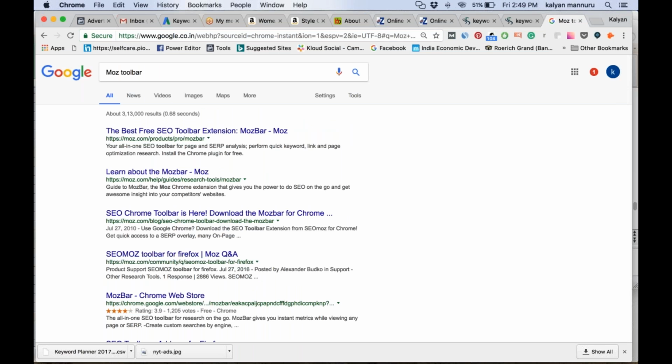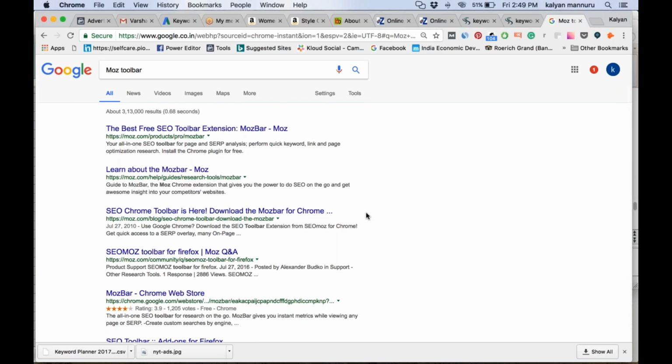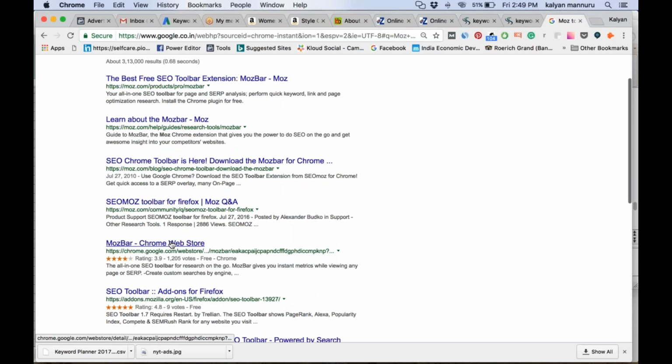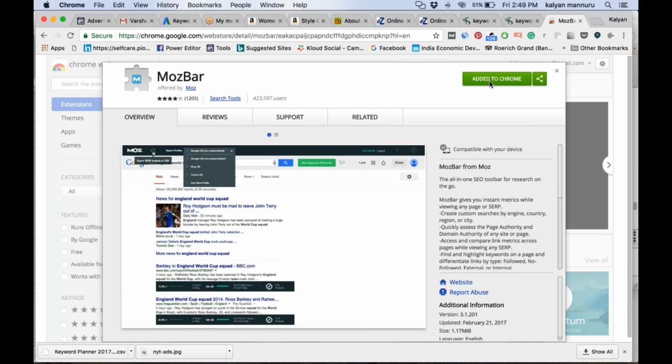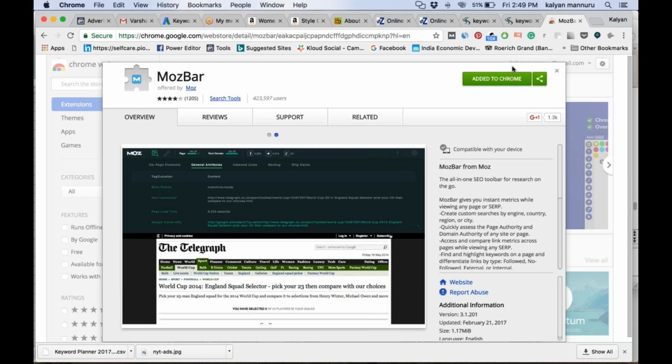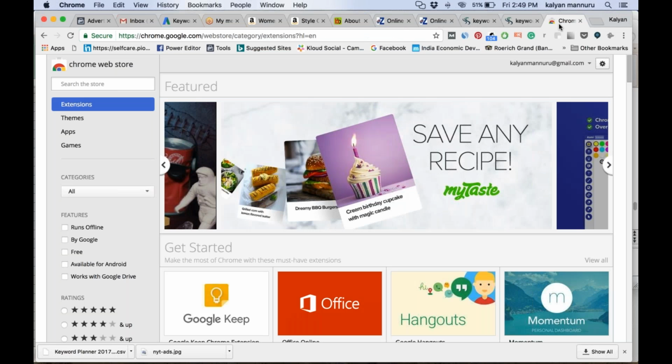M-O-Z, Moz toolbar. So here it is, Moz bar for Chrome. You also have it for Firefox and other browsers. So I've already added this Moz bar to my Chrome. It is already there, represented by the M logo.